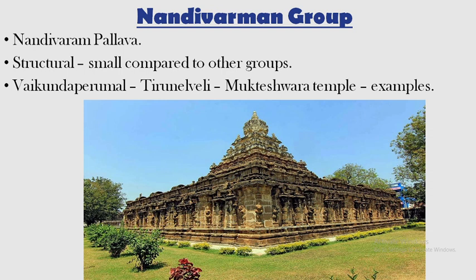The last one is the Nandivarman group. The architecture was mainly under the Pallava king Nandivarman Pallava. They also represent structural temples, but they are generally small compared to other groups of Pallava temples. The Vaikunta Perumal temple of Kanchipuram and Mukteshwara temples are the best examples of the Nandivarman group.